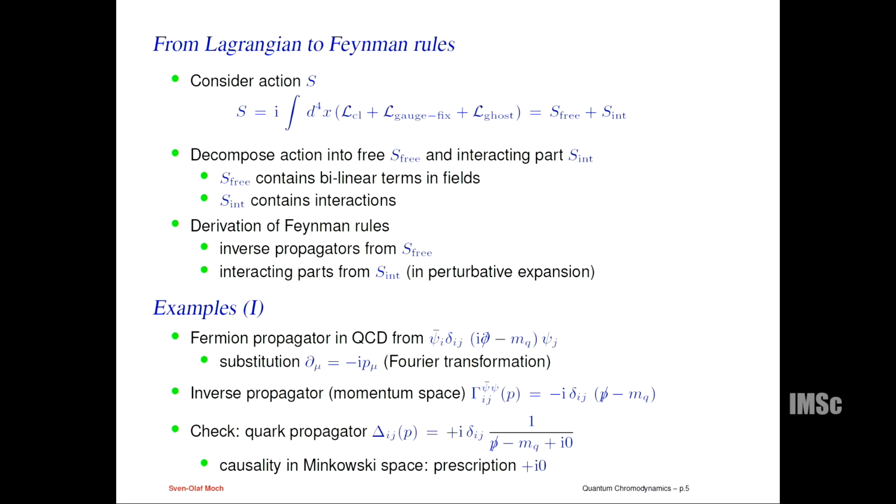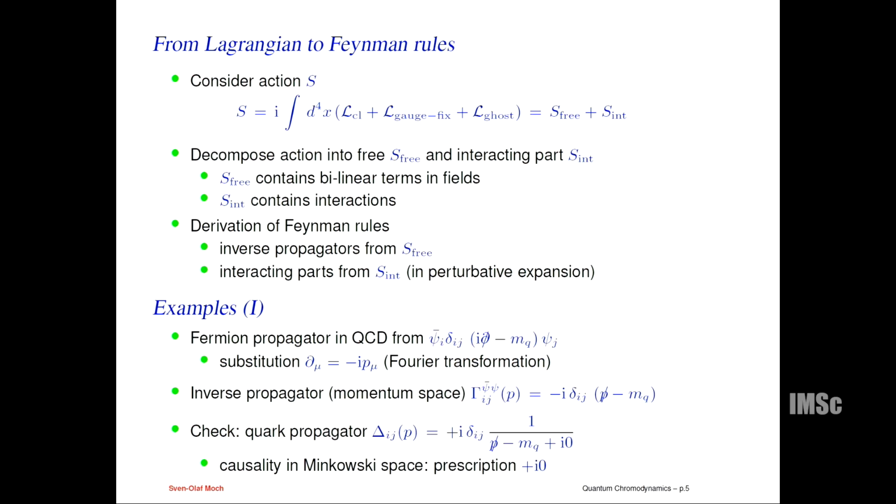So I denote this by gamma psi bar psi. So this is then minus i and a delta in the color indices, and then we have a p slash minus m_q. And it's the same as you have in quantum electrodynamics, except for the Kronecker delta in the colors here. And we can do a quick check. We can basically multiply the inverse propagator with the quark propagator here. So we take the product of the gamma times the delta, and then we see that we get out unity.